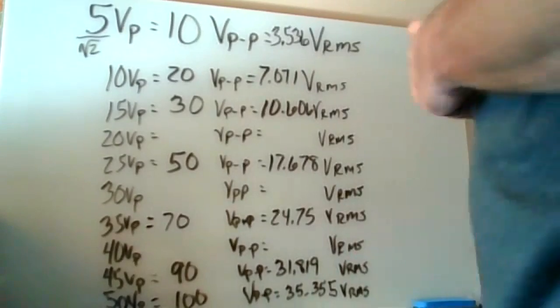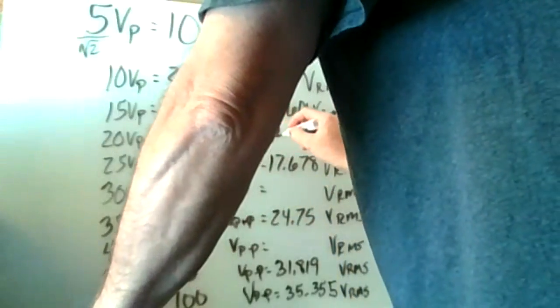Okay, who's that? Nathan. Which one did you have? 20. All right. So I got 40 peak to peak, and then 14.142. Outstanding.